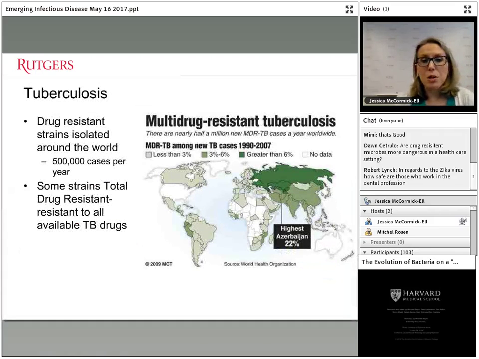And then the last is tuberculosis. Tuberculosis is still a prevalent infection around the world, including the United States, even though we don't hear so much about it all the time. Every year we have about 500,000 new cases. And this schematic here shows the darker green colors are the areas where we have the highest amount of new cases. So you can see that would be mostly in Asia, Russia, and some of the Middle Eastern countries.